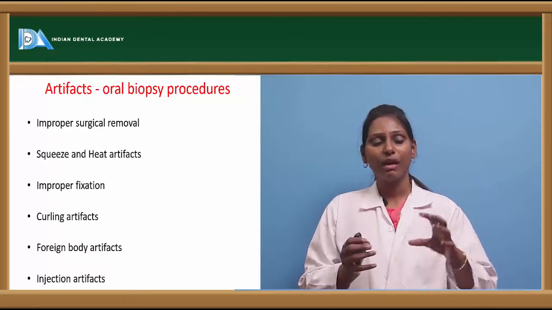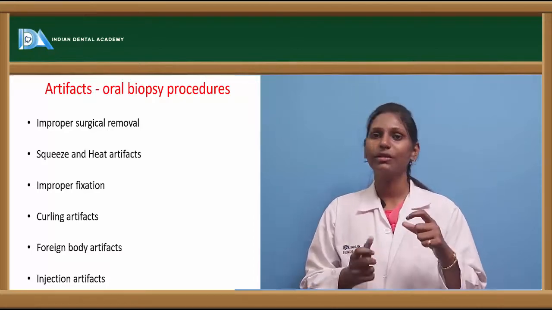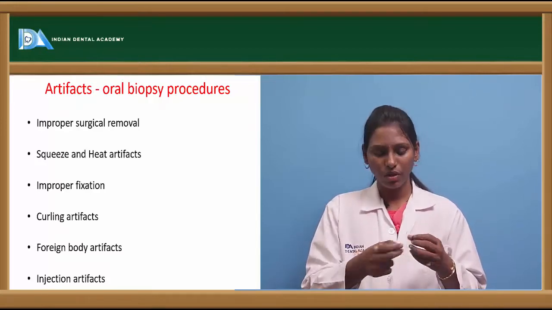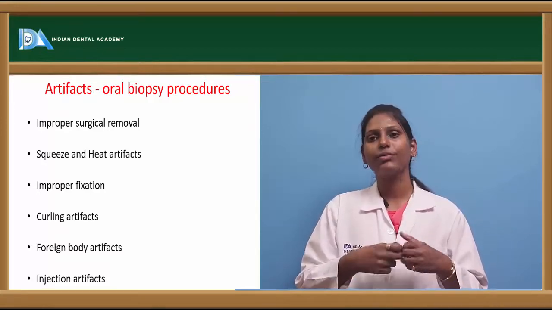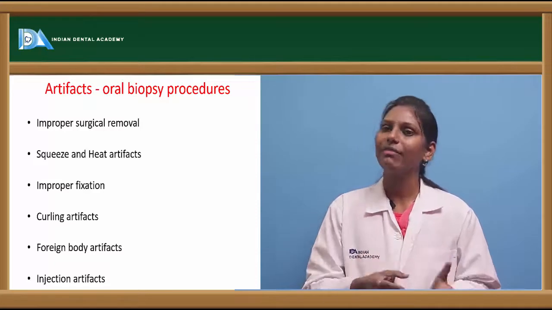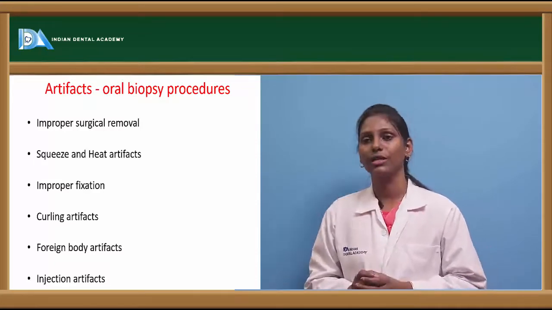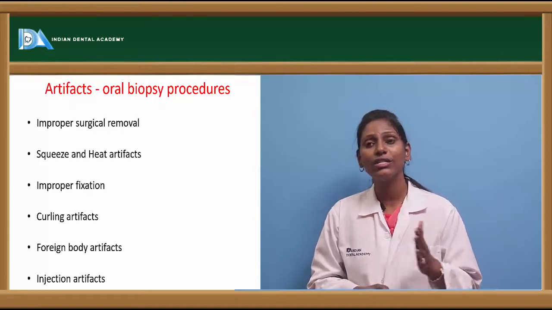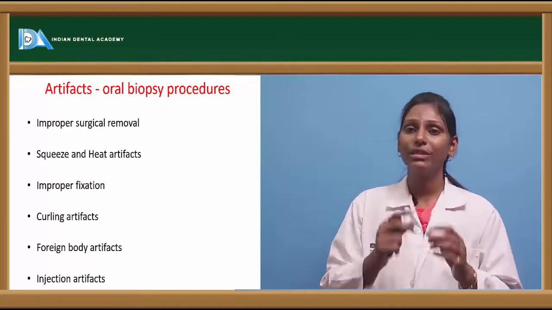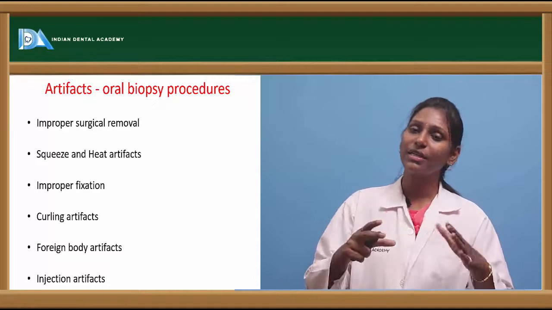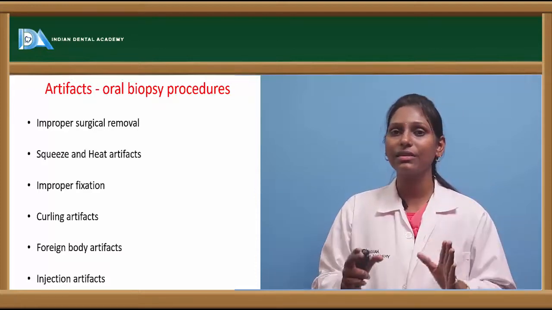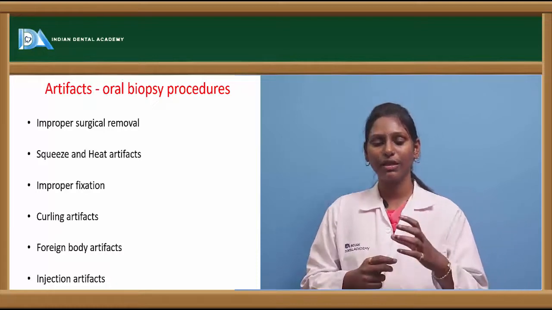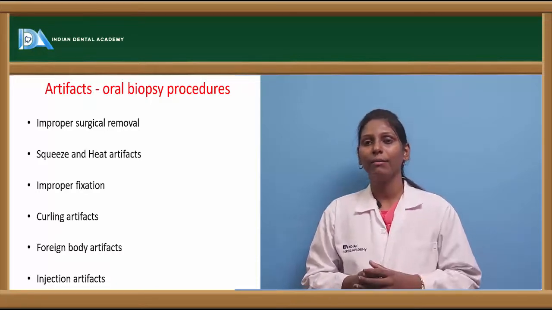That's the reason I told you, after you remove the biopsy specimen, irrigate it with saline so that all these foreign body things, like cotton threads and gauze pieces, would be washed off, and then we can directly fix it in the formalin solution. And then injection artifacts: do not inject your anesthetic agent within the lesion. Go ahead injecting either by giving a block or injecting the solution at least 1 centimeter apart from the lesion or the site that has to be biopsied.